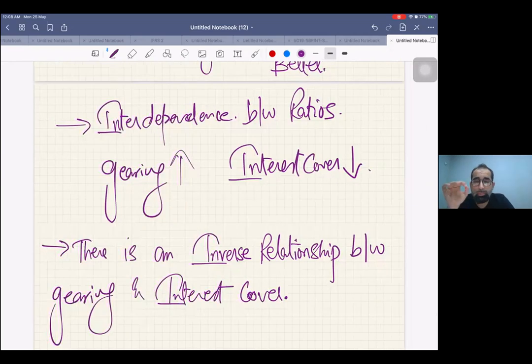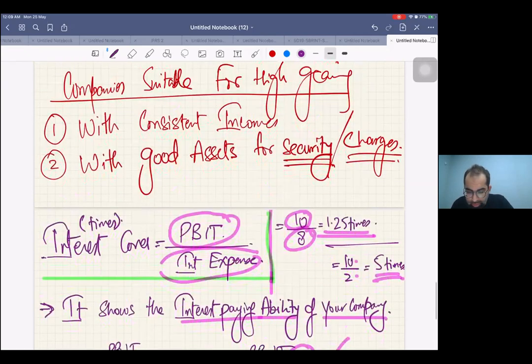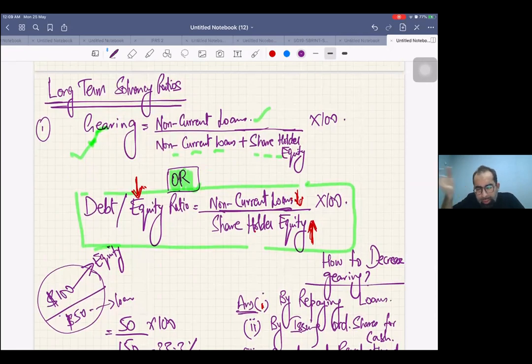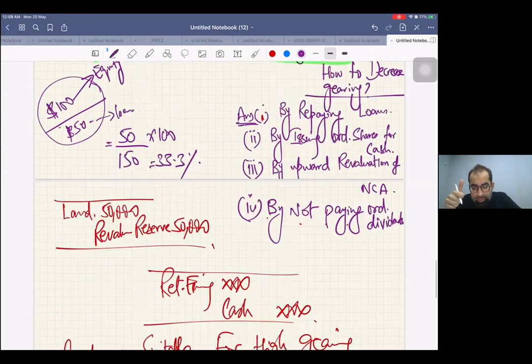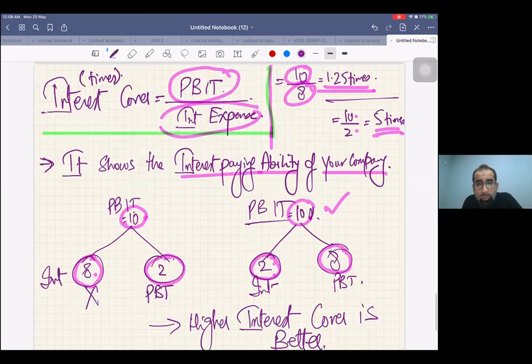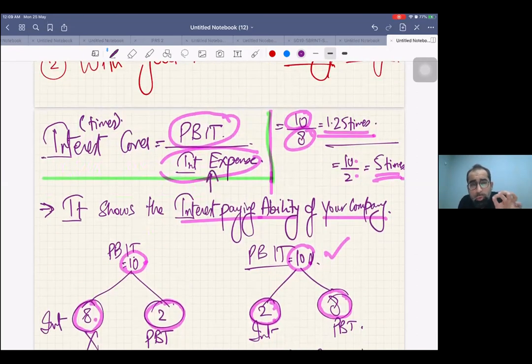Now, what do you mean by interdependence between ratios? It means sometimes when one ratio goes up, the other ratio goes down. There is an inverse relationship. And yes, there is an inverse relationship between gearing and interest cover. Let me prove it. If a company is taking more loans, their numerator will go up and gearing will go up. That company will be called a highly geared company. With high loans, your interest expense will also be higher. So the denominator of interest cover will be higher, and your interest cover will go down.